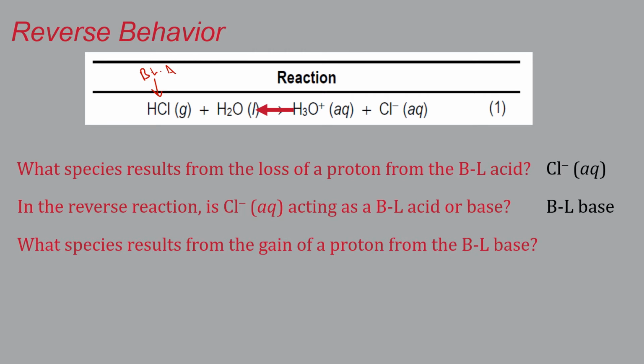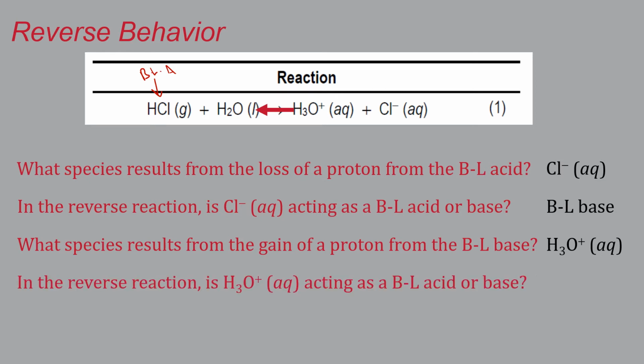Now, let's go back in the forward direction and look at what ends up from the original Bronsted-Lowry base after it takes up that proton. And that species, by process of elimination, is the other product, the hydronium. And now again, let's look at the behavior of that species in the reverse direction. Is the H3O+ acting as a Bronsted-Lowry acid or a base? It's acting as an acid. So what became of the acid is acting as a base, and what became of the original base now is acting as an acid. So the behavior seems to flip.